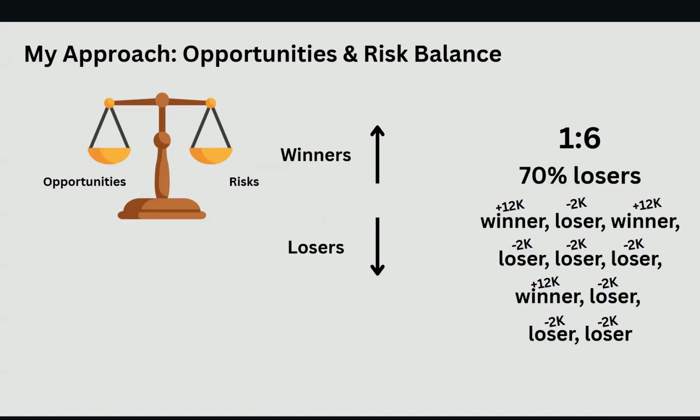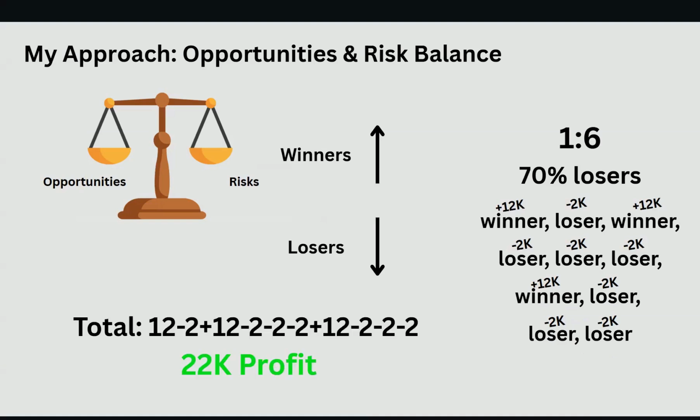So let's take this strategy, these statistics. In total, this means that you make 12, then you lose 2, then you make another 12, then you lose 2, 2, 2, make 12, and lose 2, 2, 2, meaning that in total you are in $22K profit, guys.